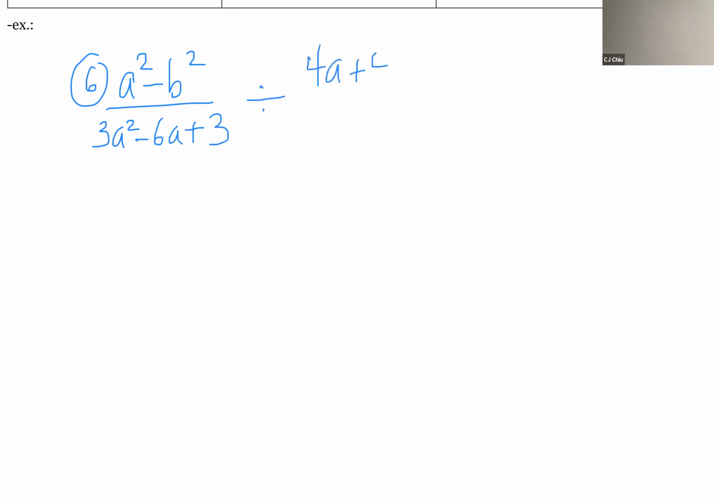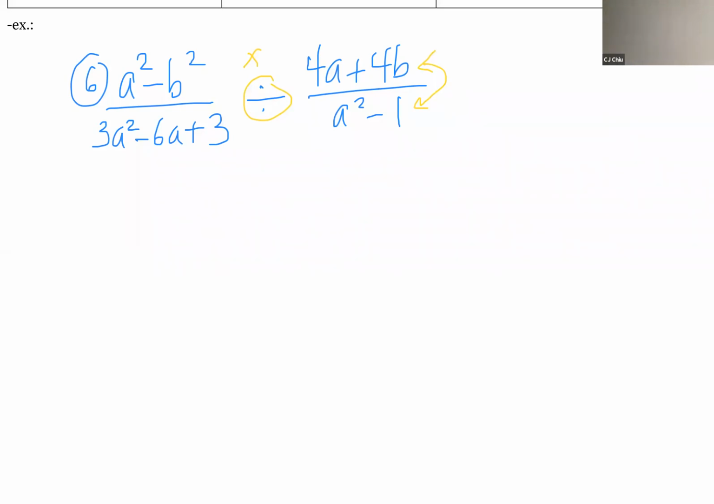Okay, last one. So a squared minus b squared over 3a squared minus 6a plus 3, divided by 4a plus 4b over a squared minus 1, okay? So same thing for the division. Here you still have to change that to multiplication and flip the second fraction, flip the second rational expression, okay?